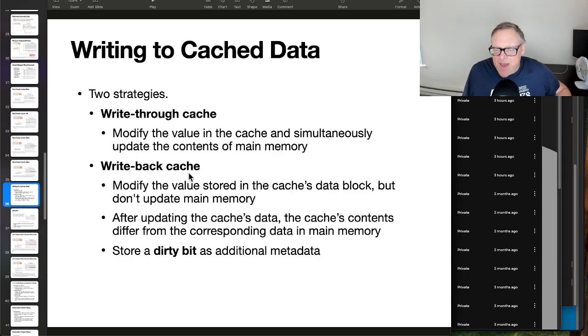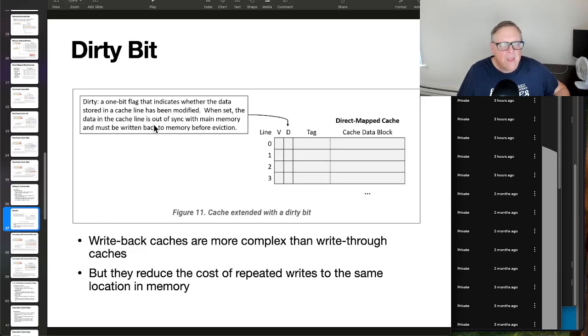The alternative is write back, where you modify the value in the cache data block, but you don't update main memory. So now you're going to have another status bit, a dirty bit, to record the fact that the cache data is different than main memory. And you're going to have to remember to sooner or later write it back to main memory, or the main memory is not going to be accurate. So that's the dirty bit you add in addition to the valid bit, and that's more complex, but of course it's going to save you a lot of time. Especially if you keep writing to the same location in memory, you can do writing just to the cache, which is, like we say, something like 100 times faster or 10 times faster than writing to main memory. So you save a lot of time that way.